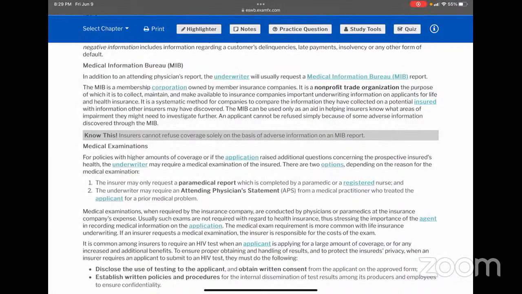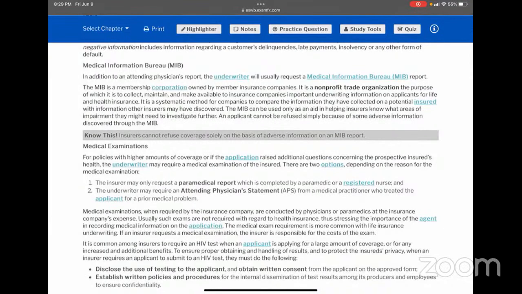All right, know this. Insurers cannot refuse coverage solely on the basis of adverse information on the MIB report. So they can't decline somebody because of this report. Now, it can raise some questions and raise some awareness where they do their due diligence, but they can't just decline somebody.